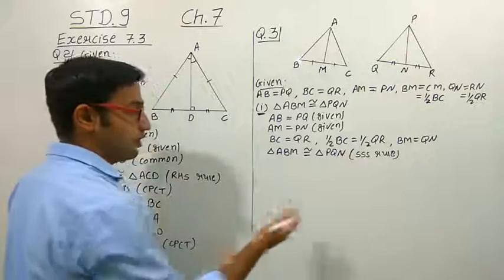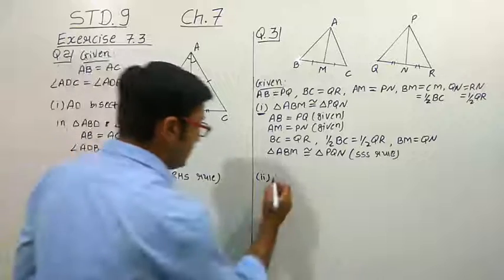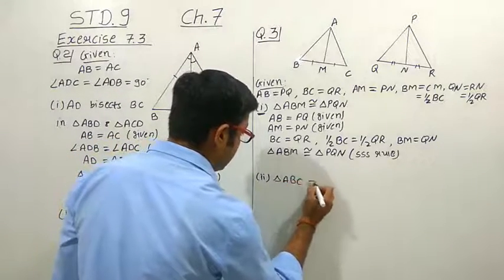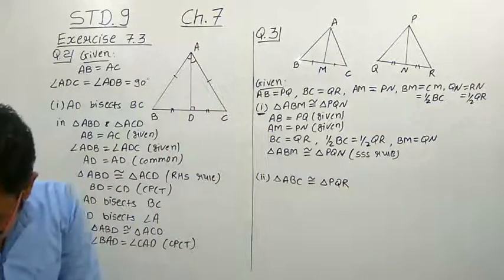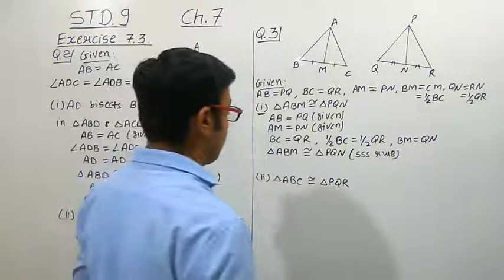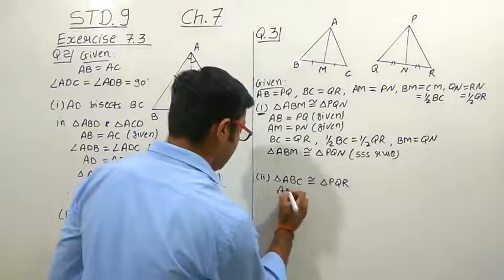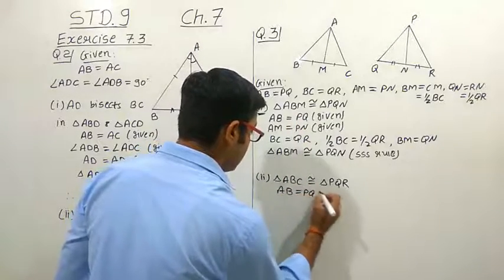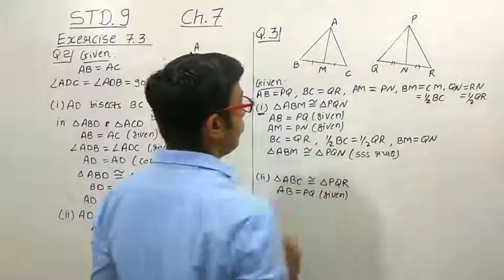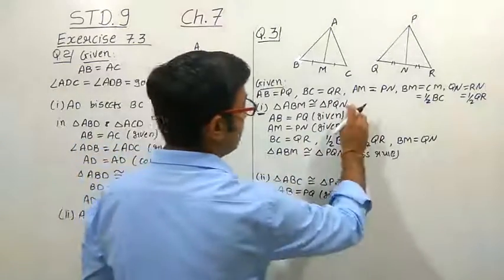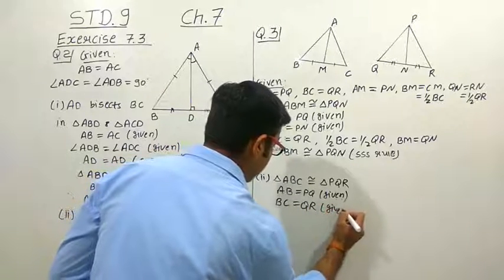So the first thing that we had to prove, we have proved here. The second thing we have to prove is that triangle ABC is congruent to triangle PQR. Now let us look at the given conditions. Yes, AB and PQ are given: AB is equal to PQ. This condition is already given. One more thing: BC and QR are also given. Let us write down, BC is equal to QR. This is also already given.